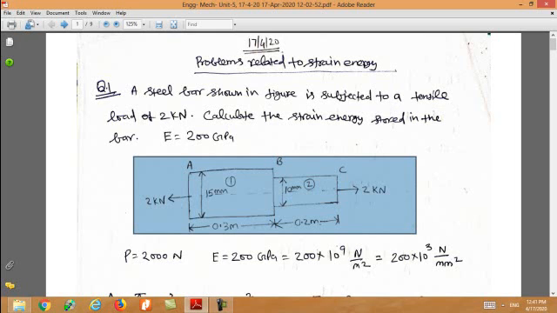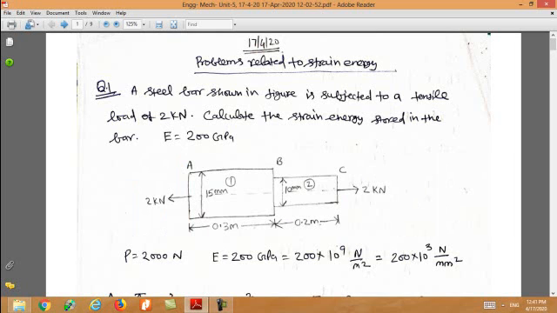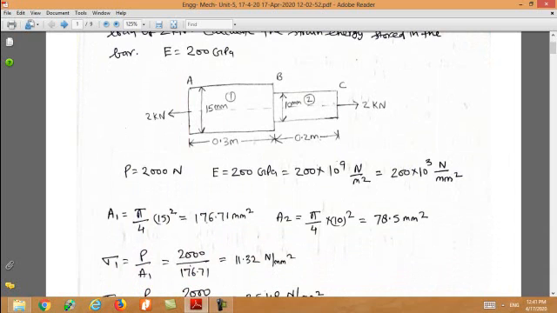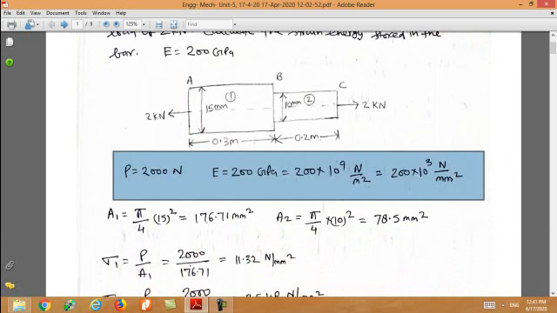Here you are seeing a diagram of a rounded, stepped bar, on which a tensile load is acting. Diameters and lengths are given. So first write what values are given. P is given as 2000 newtons, modulus of elasticity 200 gigapascals. 1 giga is equal to 10 to the power 9, and 1 Pascal is equal to Newton per meter square, so convert to Newton per millimeter square. All dimensions should be in the same unit. If it is millimeters, then all should be in millimeters. If it is meters, then all should be in meters.